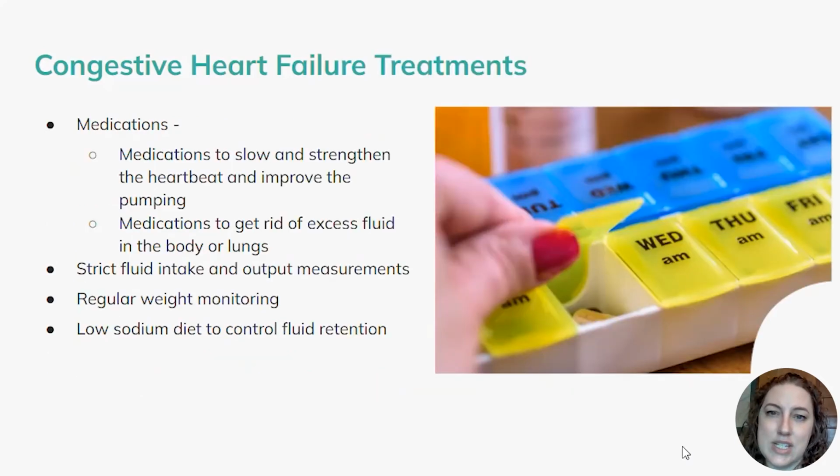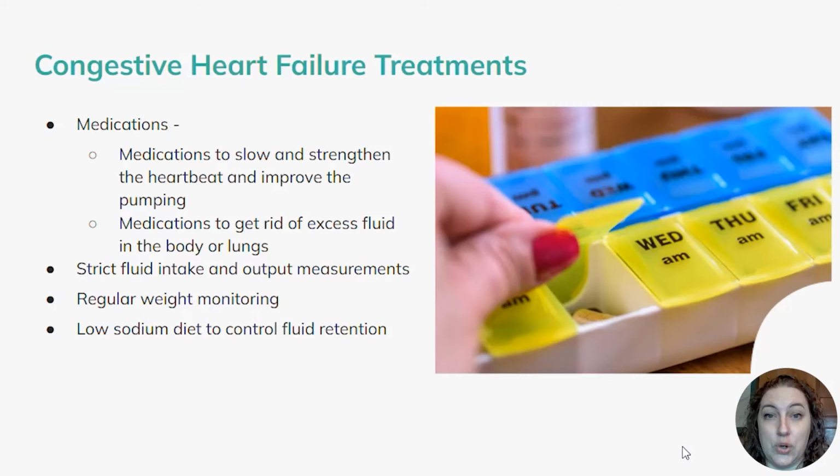Now, how is congestive heart failure treated? There are some medications your patient will take. Medications to slow and strengthen the heartbeat and improve the pumping, and medications to get rid of excess fluid in the body or lungs. Strict fluid intake and output measurements must be taken. What that means is that you must have a measurement of everything your client drinks and everything your client eliminates through either urine or stool.